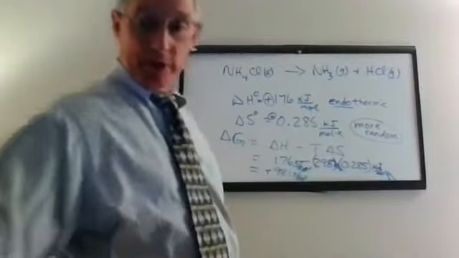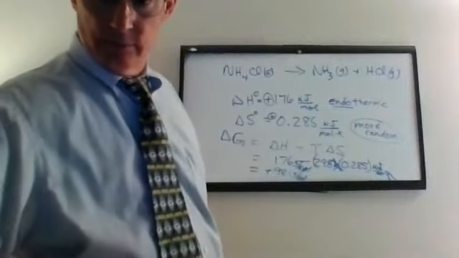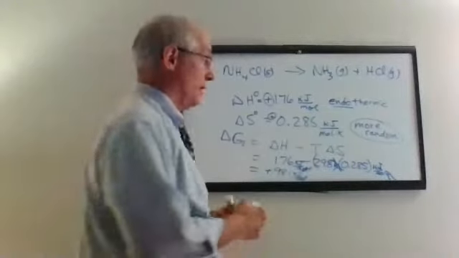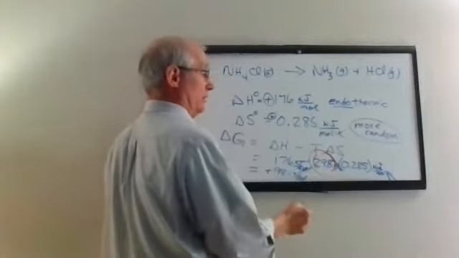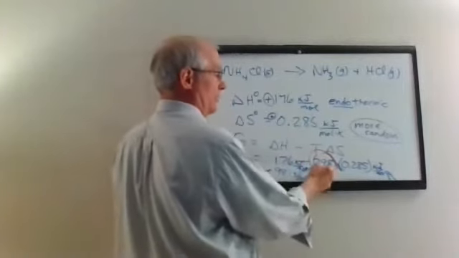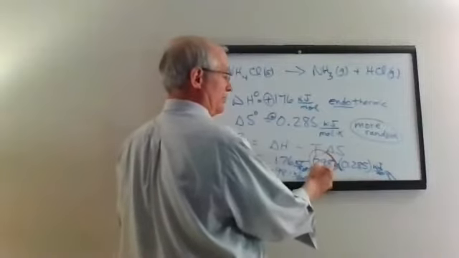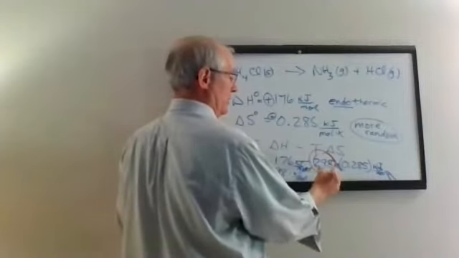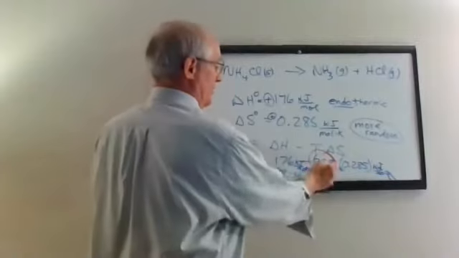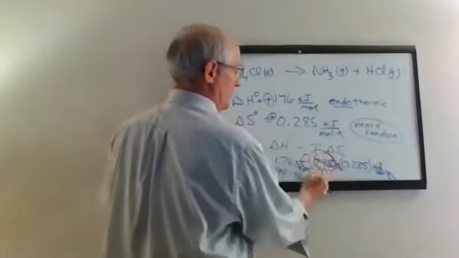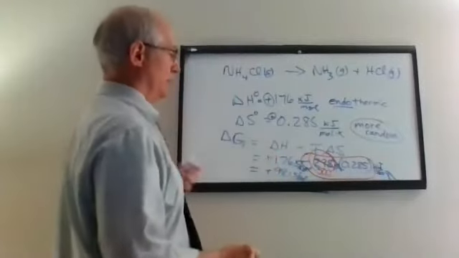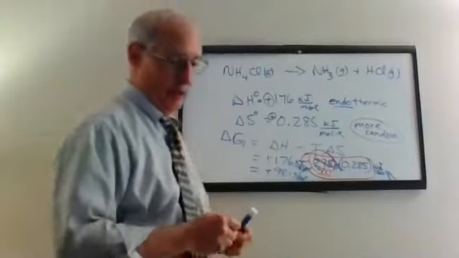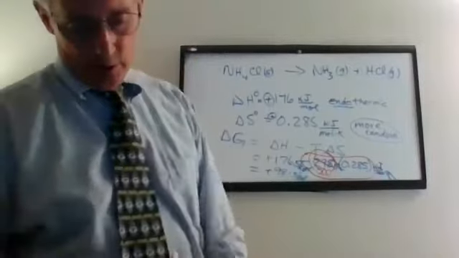How could it become spontaneous? Well, now you're answering it for me, but I can't hear you. It's if you get this thing a whole lot bigger. Let's take the temperature from 298 up to 500. If you take the temperature up to 500, then this whole negative term here is going to be big enough to overrun that positive term, so delta G will be negative, and it'll be spontaneous.